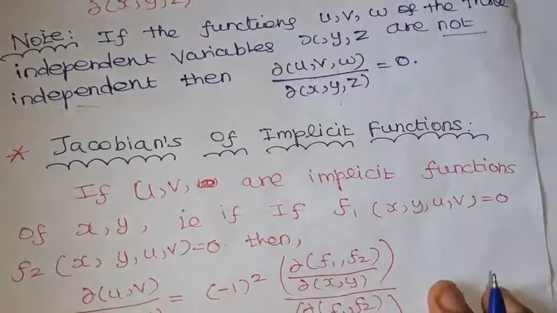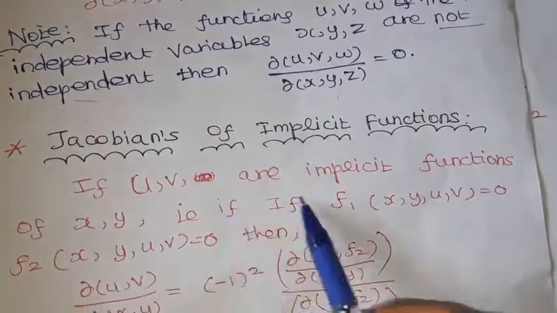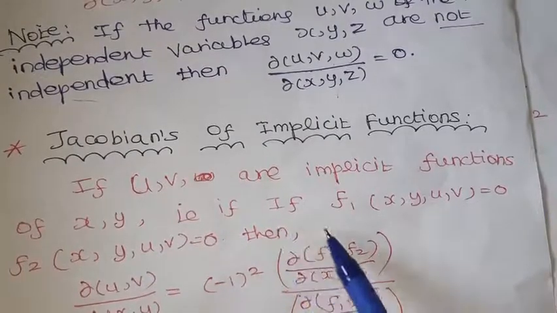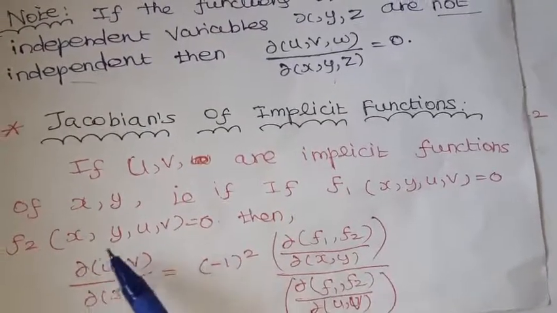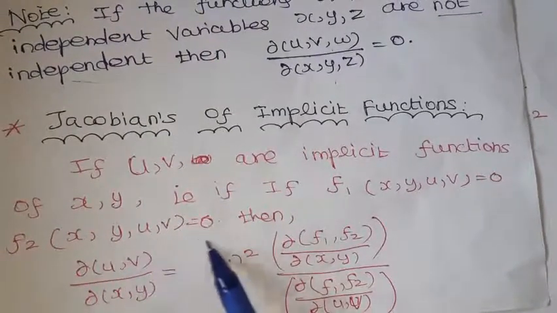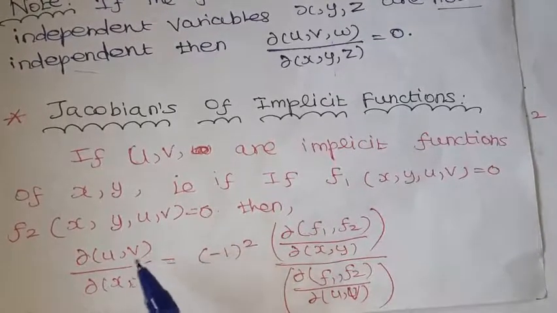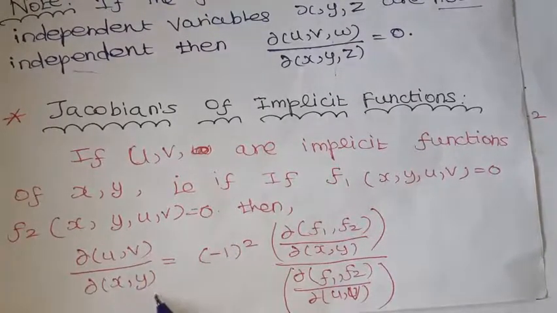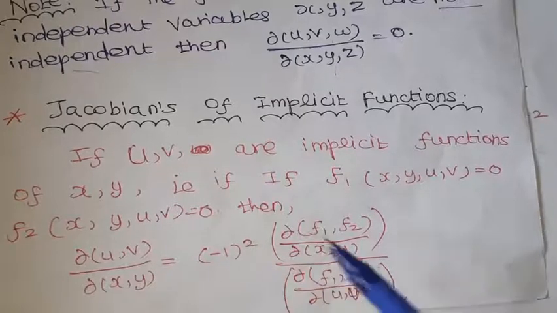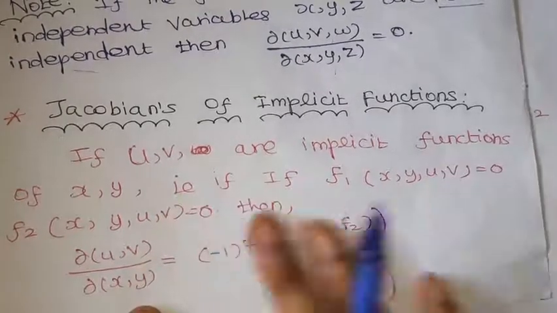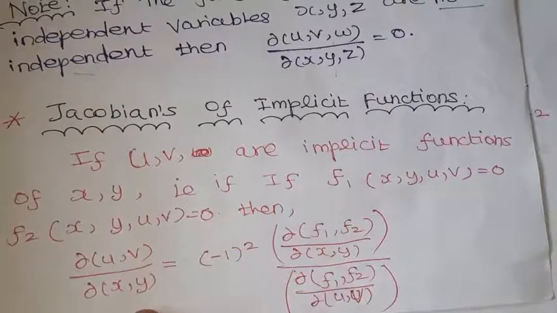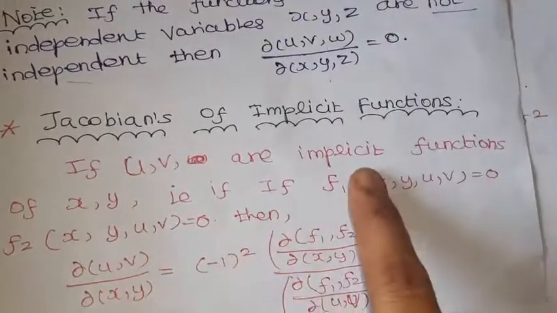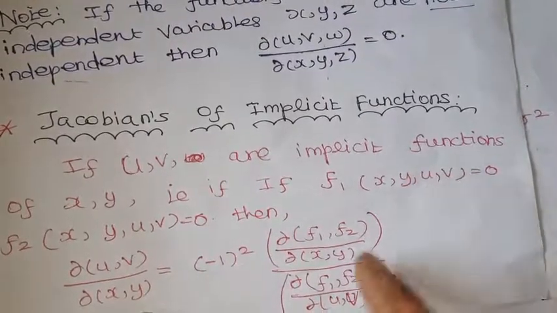So Jacobians of implicit functions, what is that? If u and v are implicit functions of x, y, that is, if f1 of x, y, u, v equal to 0 and f2 of x, y, u, v equal to 0, then dou of u, v divided by dou of x, y equals the whole thing into minus 1 squared. If u and v are not directly given as functions of x and y, it is an implicit function of x and y.